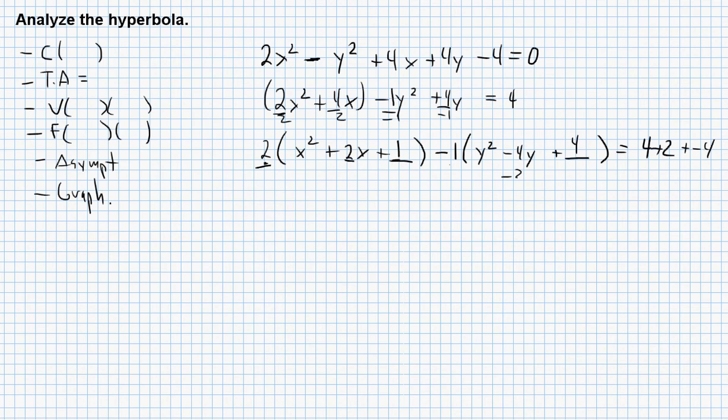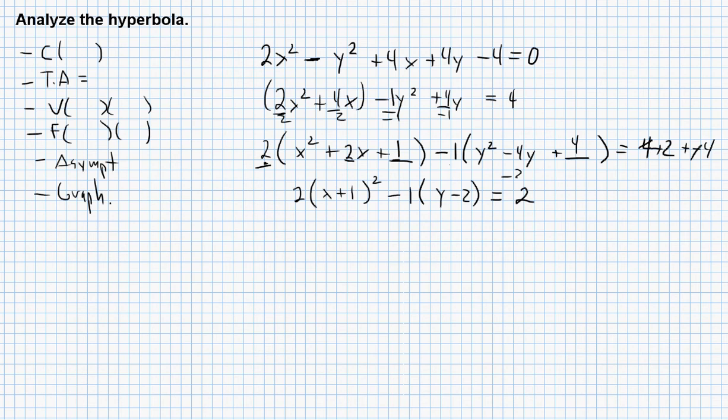Okay, so this is now 2 times (x plus 1) quantity squared minus (y minus 2) quantity squared, right? And then that's going to be equal to 4 plus 2 minus 4, so it's just going to be equal to 2. Now, we're still not quite there.